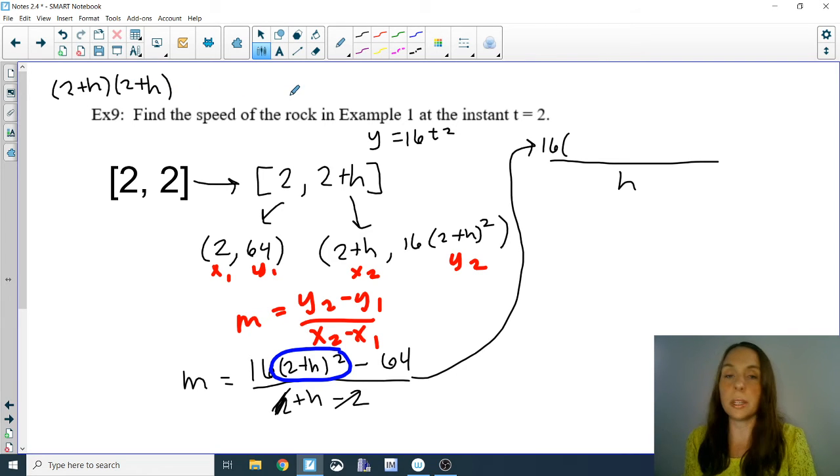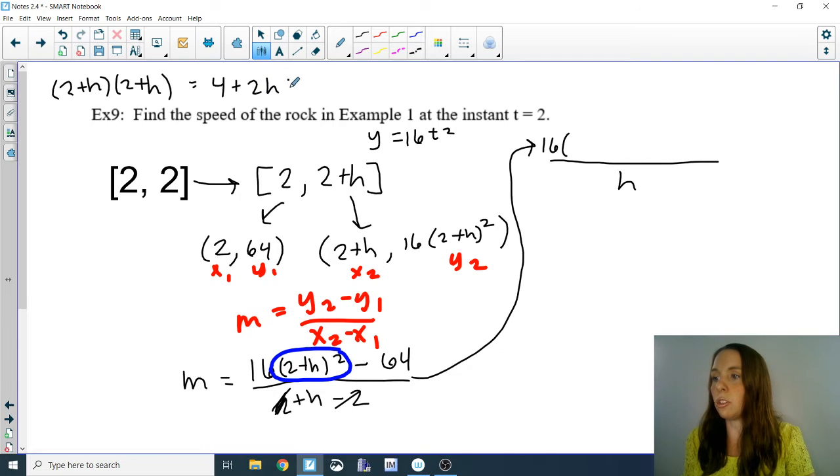Okay, you have to do this. You have to do 2 plus h times itself. You have to distribute that, or FOIL, whatever you want to call it. And what you're going to get out of that is 4 plus 2h plus 2h plus h squared. Right, this is like algebra 1 stuff. And then we can combine these like terms and get 4h here. So that's what I'm going to write in the parentheses. I'm going to write 4 plus 4h plus h squared. Bring along the minus 64.